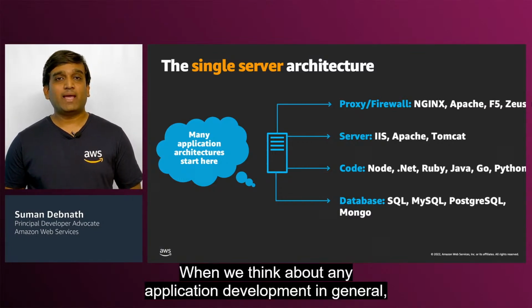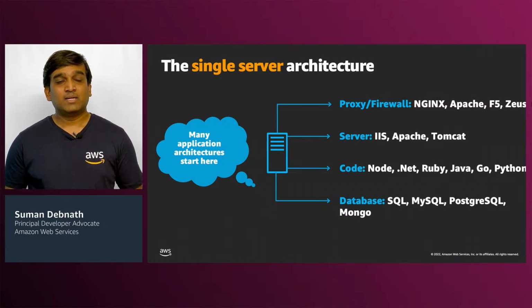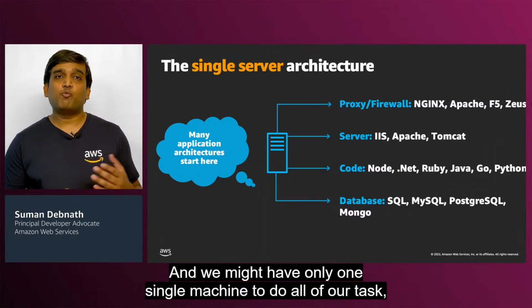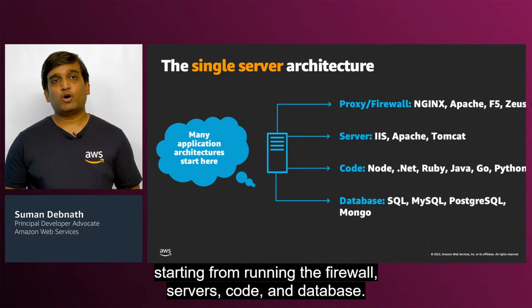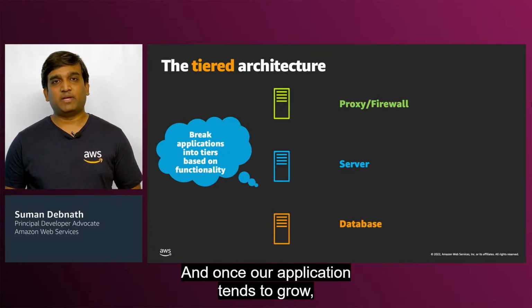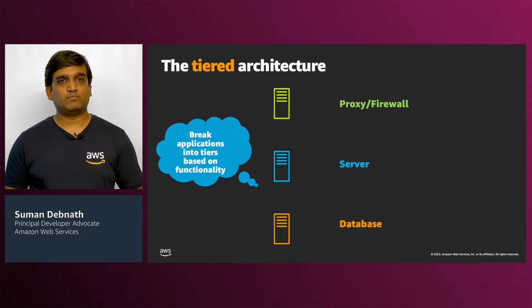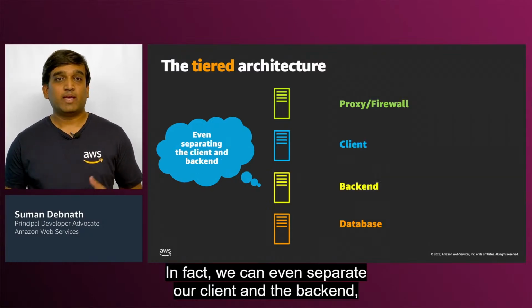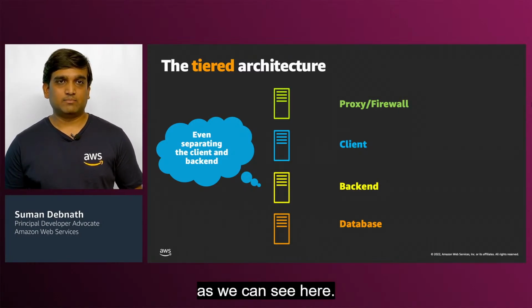When we think about any application development in general, most of us start from here. This is the phase where we learn to develop, and we might have only one single machine to do all of our tasks, starting from running the firewall, servers, code, and database. And once our application tends to grow, we may try to move to a tiered architecture, where we run all of these in separate servers. In fact, we can even separate our client and the backend, as we can see here.